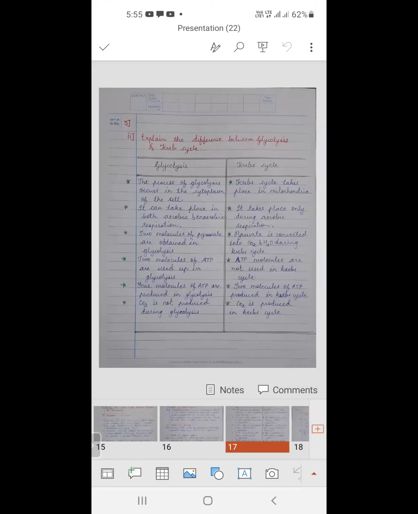Last one: CO2 is not produced during glycolysis, and in Krebs cycle, CO2 is produced. Both are opposite to each other. Okay, so these are the points. If the question is for 2 marks, you can write 4 points. But if the question is for 3 marks, you have to write 6 points, and you have to write points relevant to each other. So you can score good marks for this question.